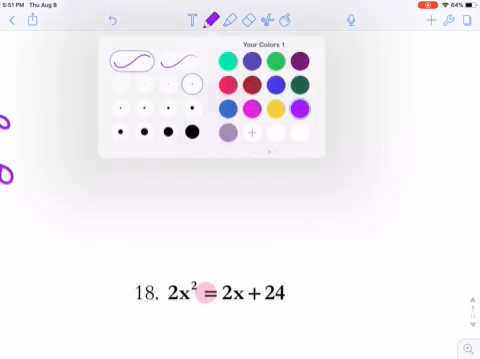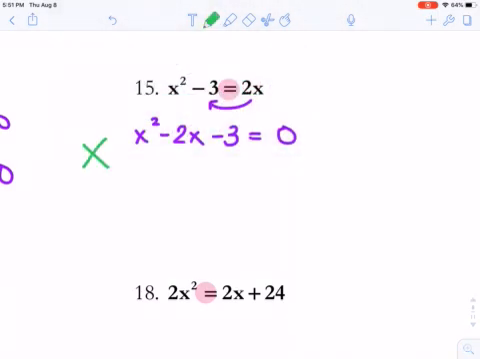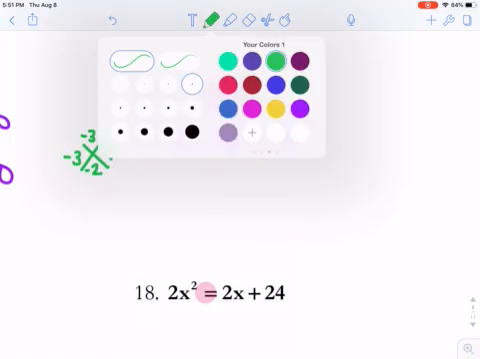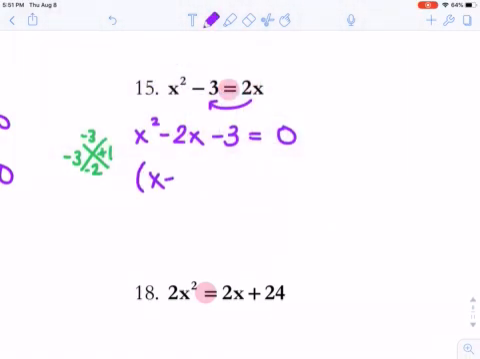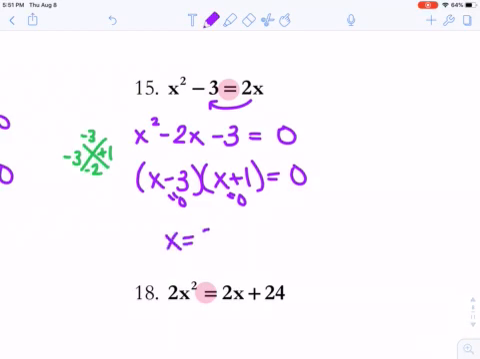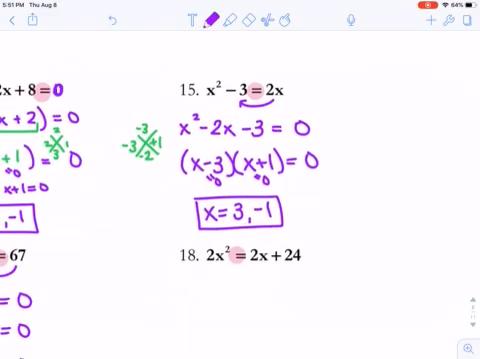So here I'm going to factor it using the x. So what 2 numbers multiply to -3 and add to -2? That's going to be -3 and +1. So my factors are x minus 3 and x plus 1. Once I have those 2 factors, I can set them equal to 0, and I'll get x equals +3, x equals -1 by solving those 2 mini equations.